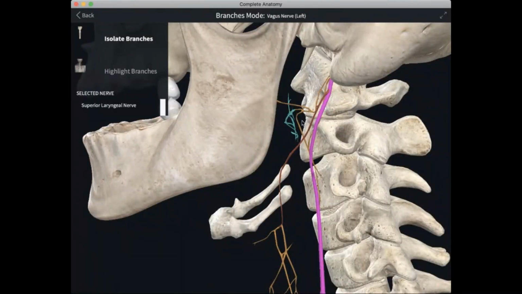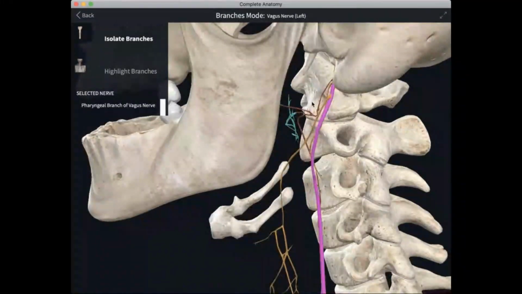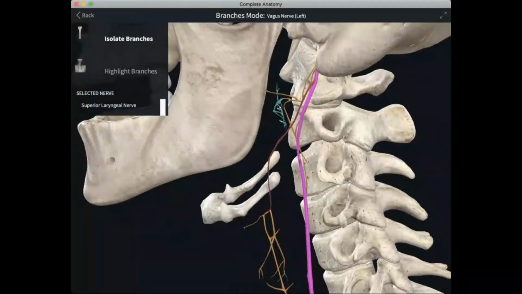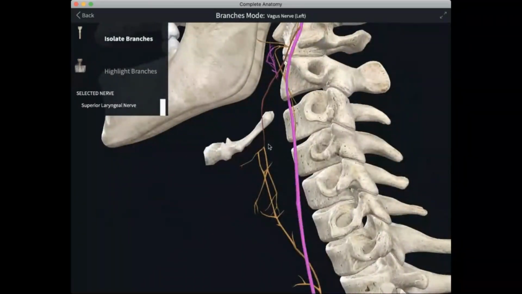This is the superior laryngeal nerve, and this is the pharyngeal branch of the vagus nerve. And this is the pharyngeal plexus of the vagus nerve. The laryngeal nerve's first branch goes to the pharynx, and then it supplies the vocal cord.